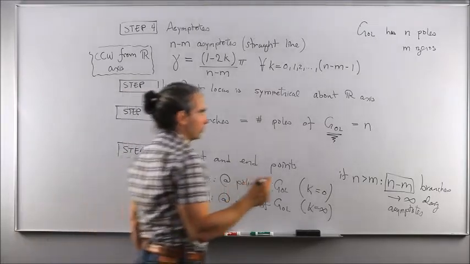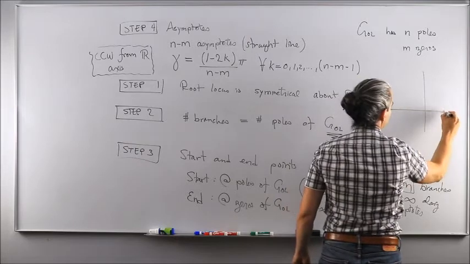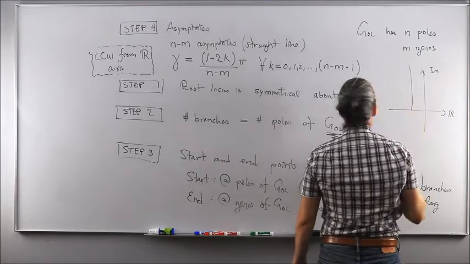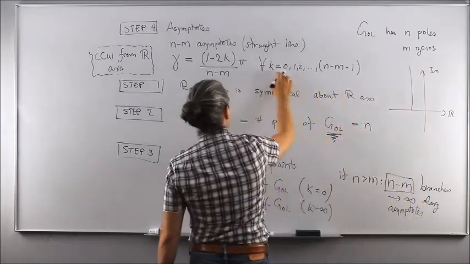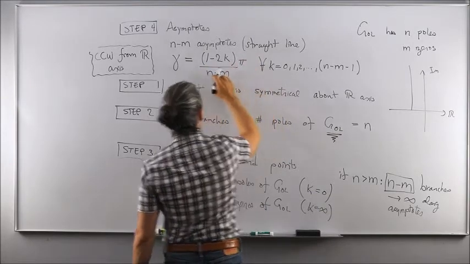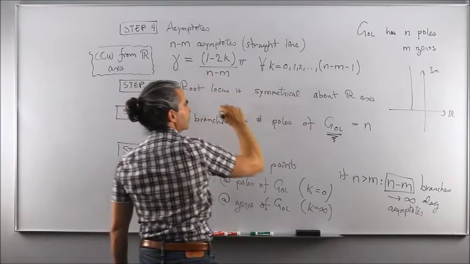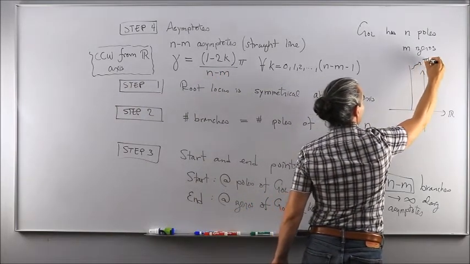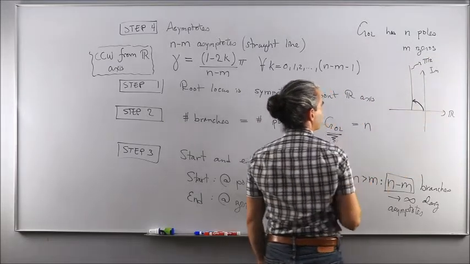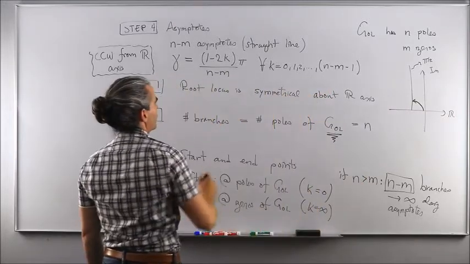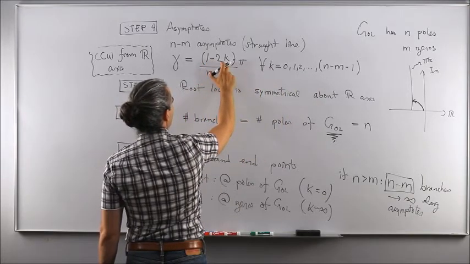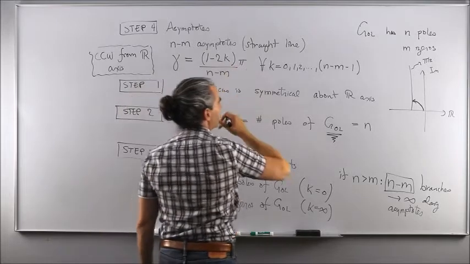So in the previous example, where we had that asymptote flying off in this direction, that one was calculated with k equals 0. So 1 minus 0, 1 times pi. So it'll be pi over, we had n minus m equal 2. That is the asymptote at pi over 2, measured counterclockwise from the real axis, okay? And when we had k equal to 1, we had 1 minus 2, so that's minus 1 pi over 2, or minus pi over 2.